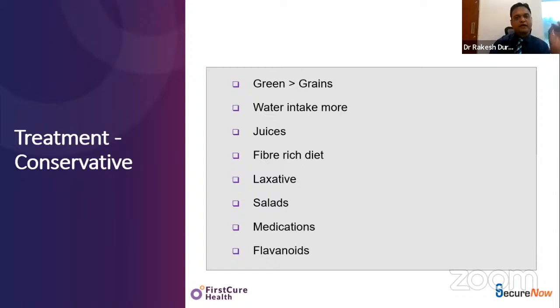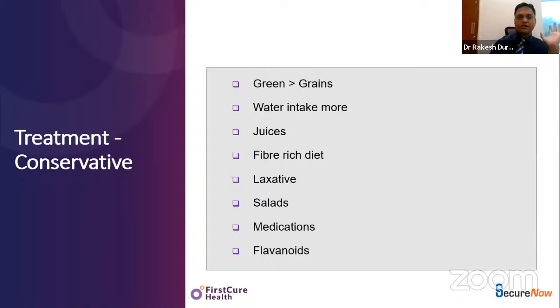A very simple line, which I have read and heard, and I always insist on writing onto my patients' OPD paper, is that your greens should be more than the grains. Have more water intake, as much as you can. Juices as much as you can. A fiber-rich diet should be good. A good amount of laxatives.